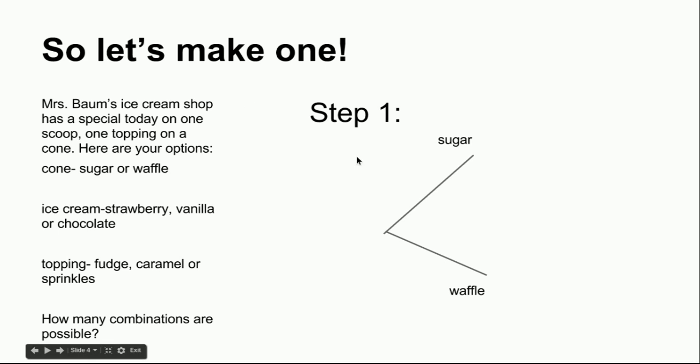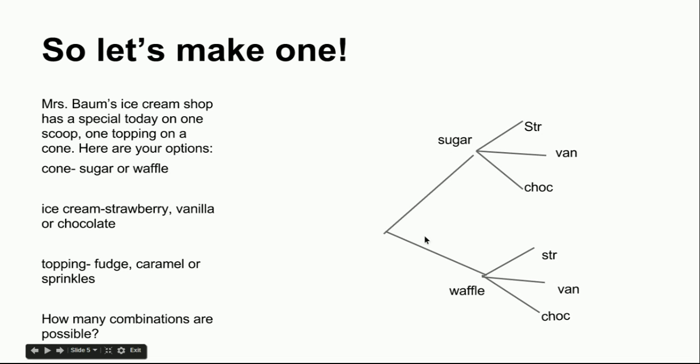So, step 1, we start with our seed. And the first items that we are choosing from, we're starting with our cone because obviously when you're going to make an ice cream cone, you got to start with the cone. So from our seed, we have 2 possible options. We've got sugar cone and waffle cone.